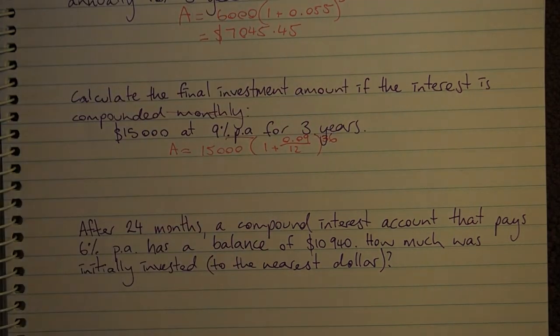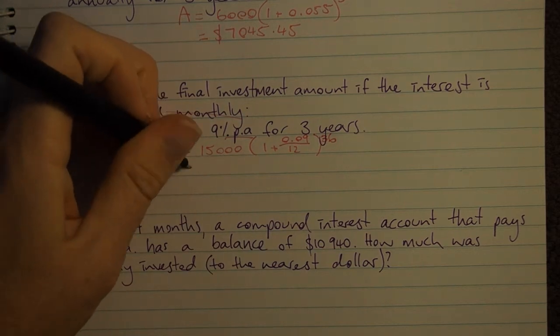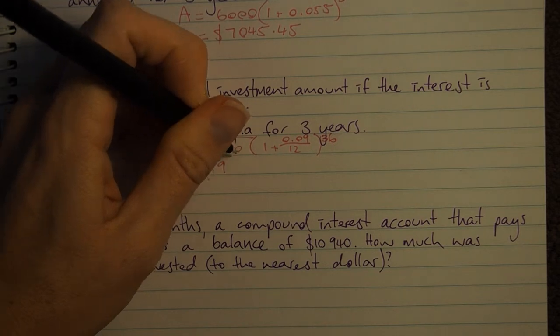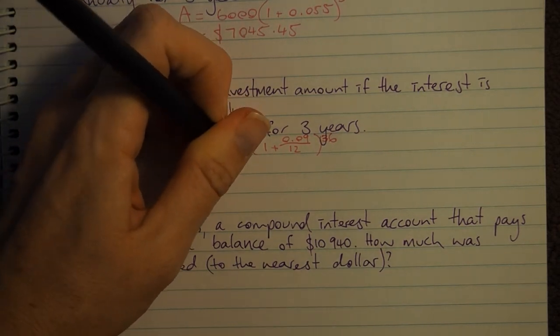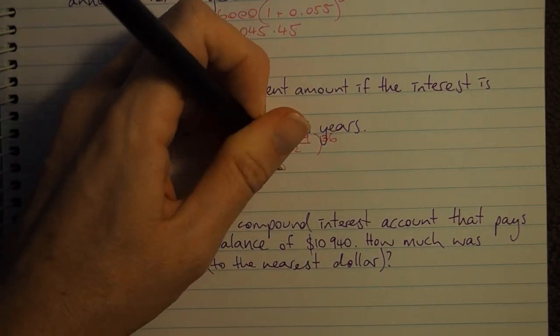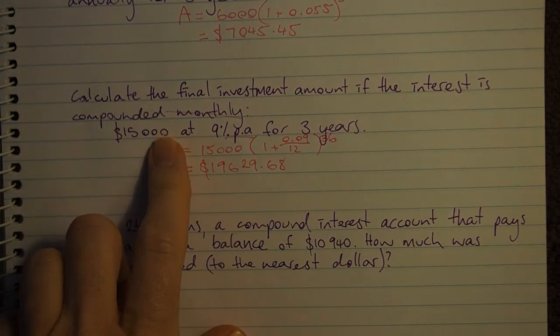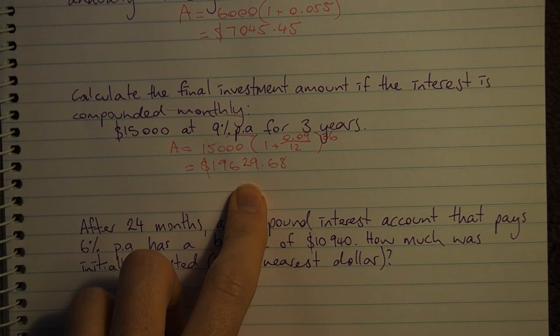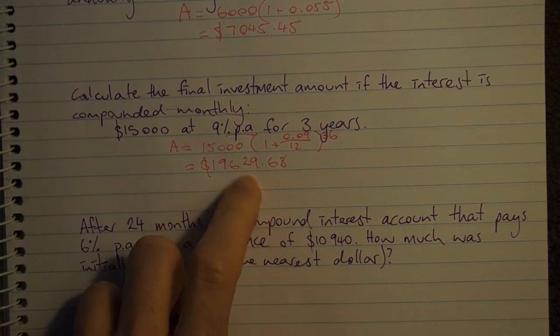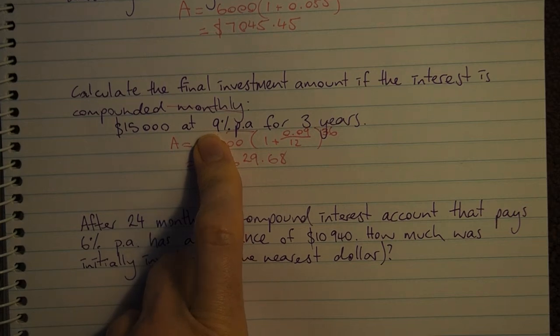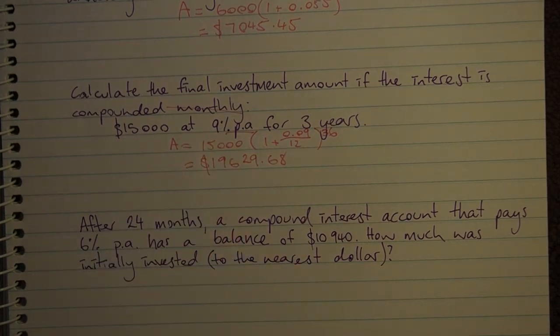All right, so now we have our amounts we can plug into our calculator, and that comes out to be $19,629.68. Again, check that it's a reasonable answer. 15,000 going to 19,000. Yeah, it's a decent amount of growth, but it is at 9%, which is quite a very high interest rate. No one in this day and age is earning 9% on any investment.